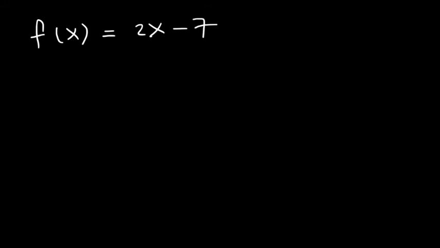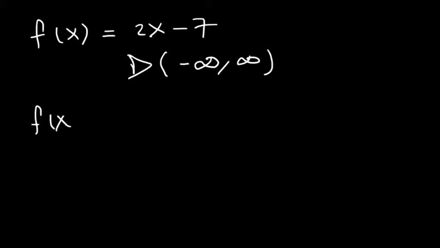For example, let me take a function f(x) which is equal to 2x minus 7, right? Now I want to find the domain of this function. Can you see this is clearly a linear function? So for every value of x I can define f(x). Hence the domain will lie between minus infinity to infinity, that is the set of all real numbers, that is for all real x, f(x) is defined.